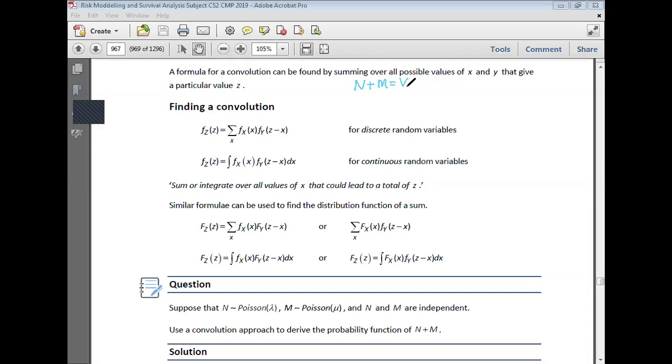From the formula that is on the same page, we can take that f of v is equal to integration of f of m, fn of v minus m.